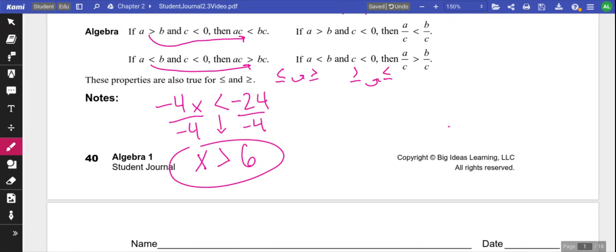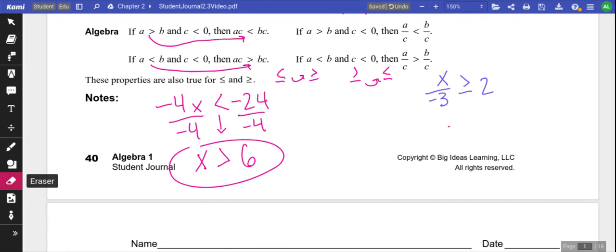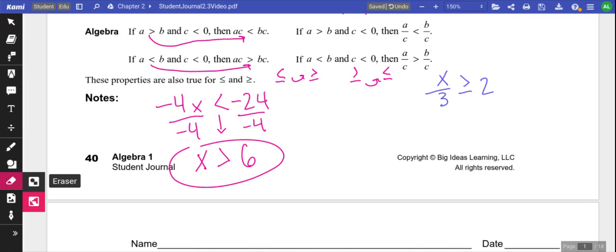Now let's look at a division problem. Let's say I have x divided by negative 3 is greater than or equal to 2. You're going to see this different ways, and that's something I want us to keep in mind. x divided by negative 3 is the same thing as negative x divided by 3, which is also the same thing as x divided by 3 with the negative out front. All those different ways to write that mean exactly the same thing.